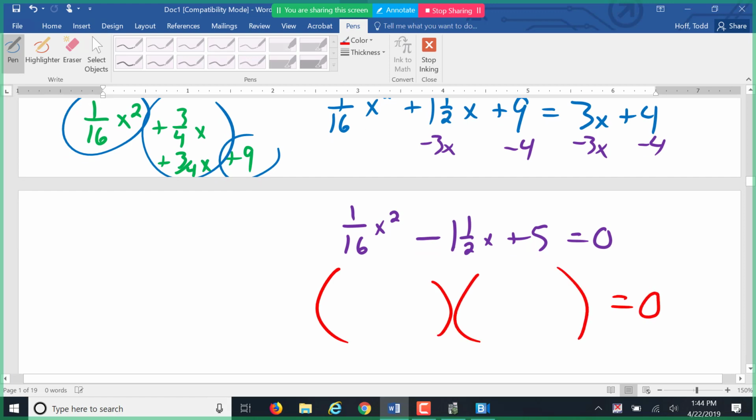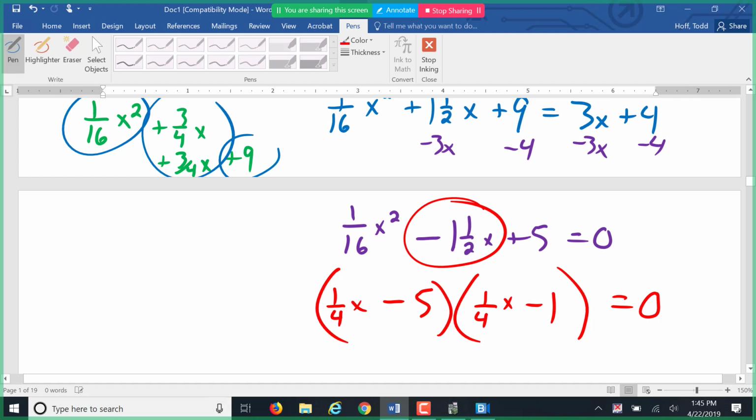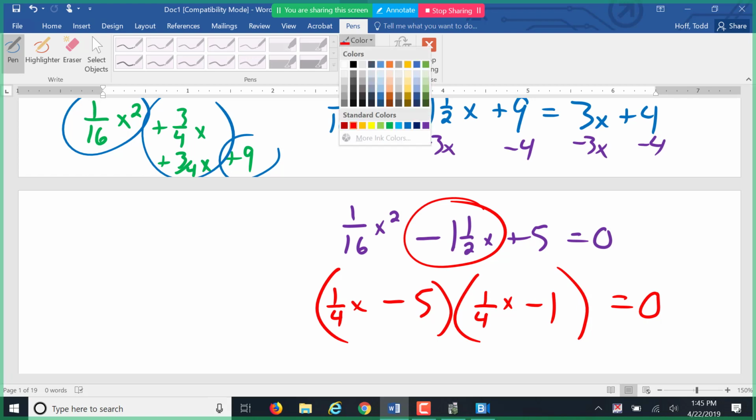This is a pretty ugly factoring. But we know that 1/16 x squared can be 1/4 x times 1/4 x. 5 can either be 5 times 1 or negative 5 times negative 1. That actually checks out. If we do the outside product and the inside product, we will get negative 5/4 plus negative 1/4 is negative 6/4.